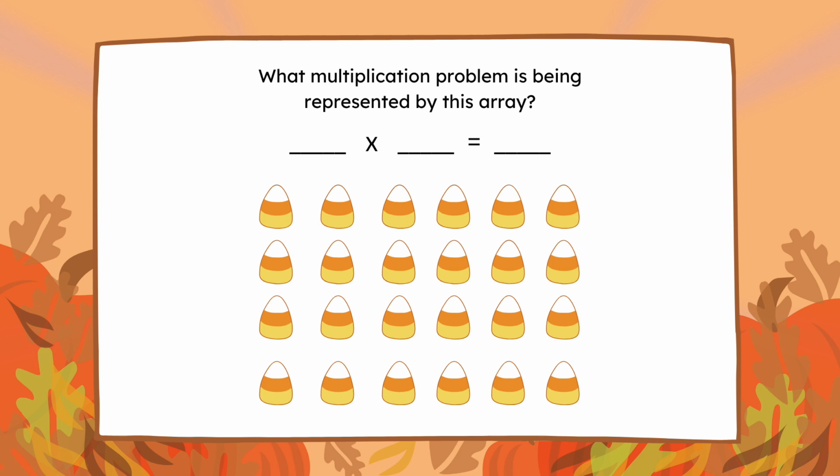Okay, this one's a little harder. Lots of candy corns. What multiplication problem is being represented by this array? Let's count our rows first. 1, 2, 3, 4. 4 rows. And then how many columns? 1, 2, 3, 4, 5, 6. 6 columns. So it'd be 4 times 6 equals what, class? 24. Yeah, lots of candy corns. 24 candy corns.